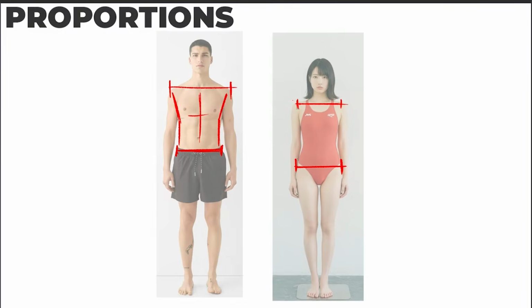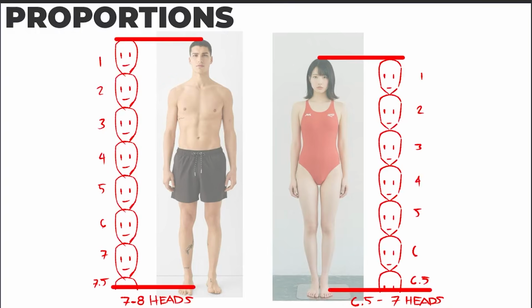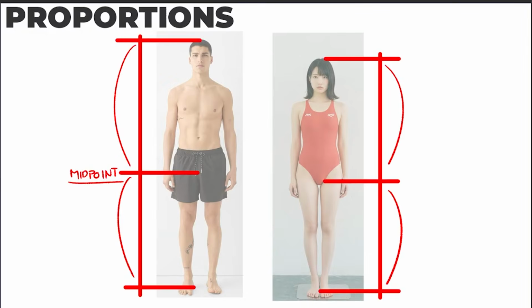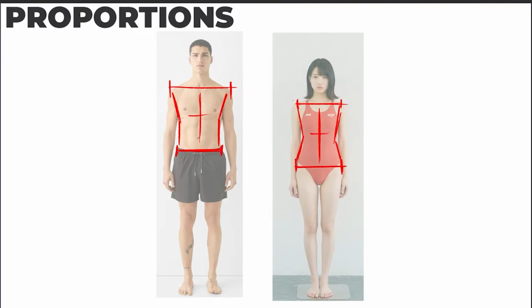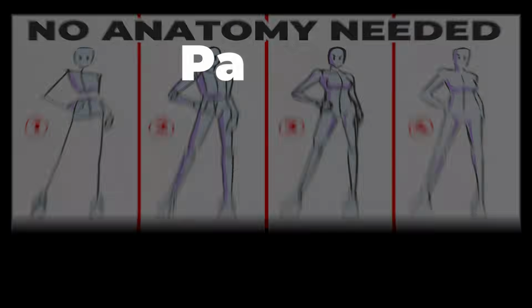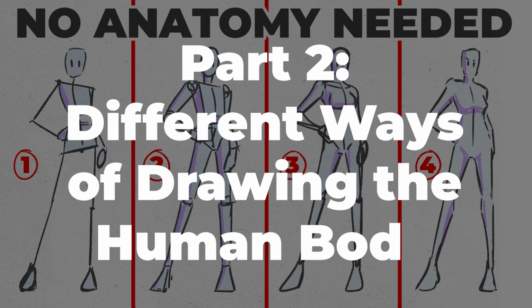hips than their shoulders. Keep in mind that these are just general key points regarding proportions that you need to remember when drawing the human body. But like I said, proportions can vary depending on the design and age of the character. But for now, we can use this as our baseline when drawing the human body.